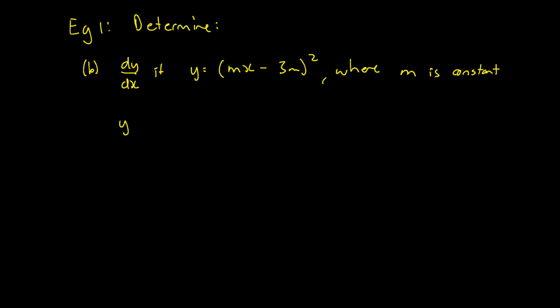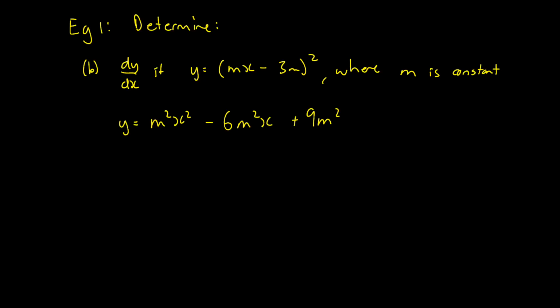If we multiply out the bracket, we get y is equal to mx squared will be m squared x squared. The outers will be minus 3m squared x. The inners will be minus 3m squared x, so that's minus 6m squared x. And the last will be plus 9m squared. Right, now they've told us that m is a constant.